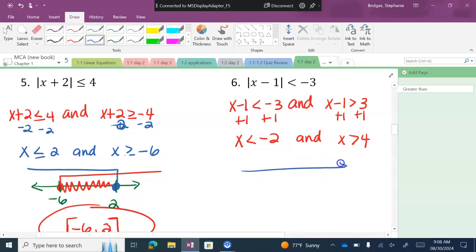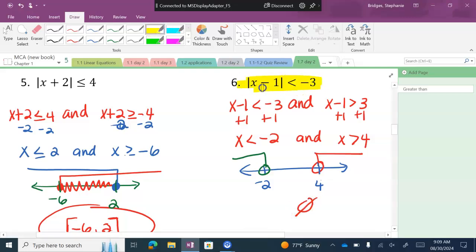Setting up that number line, negative 2 is smaller than 4. If I am less than negative 2, that is open and going to the left. If I am greater than 4, that is open and going to the right. But we said we have to use and. Where are they both? Nowhere. So what do we put? No solution.